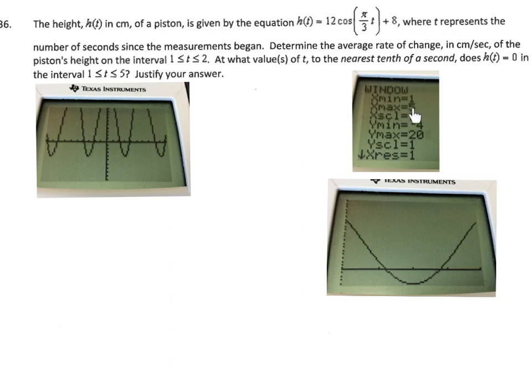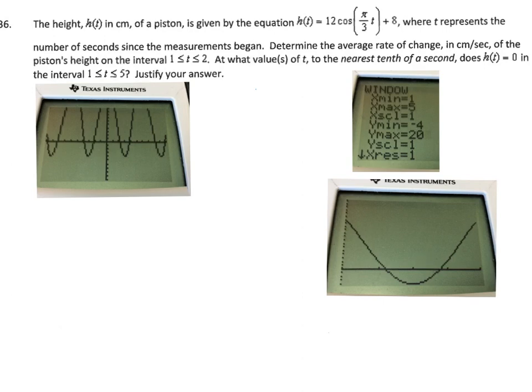And then for the y values, we know the minimum is the vertical shift minus the amp. So 8 minus 12 is -4. And the max is the vertical shift plus the amp. So 8 plus 12 is 20. So here this is going from 1 to 5 and from -4 to 20. And you'll see the graph. Okay, so really it's just zooming in on this portion right here of the graph. It doesn't matter which way you look at it.